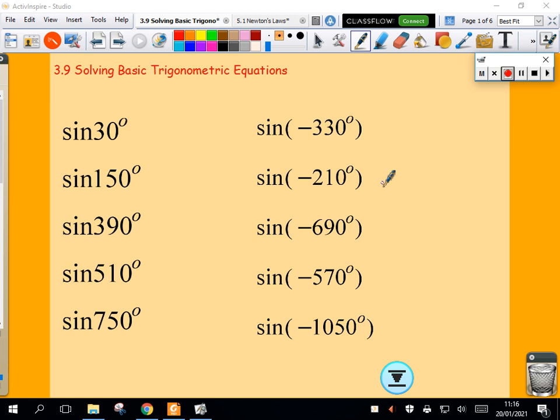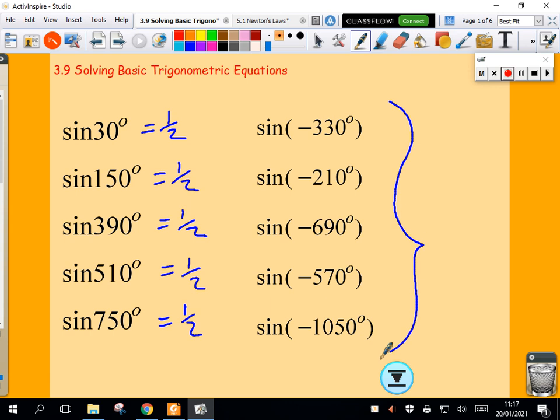What you'll find is that every single one of these angles, the sine is equal to a half. Every single one, all the way down, is equal to half. And I could keep going on forever and ever. The point is that the sine of infinitely many different angles has a value of a half, because of how sine is defined.